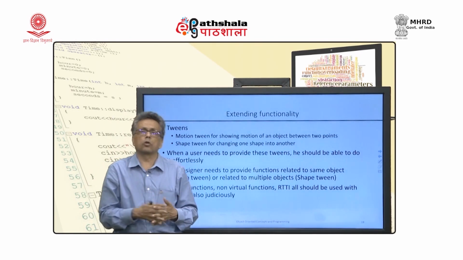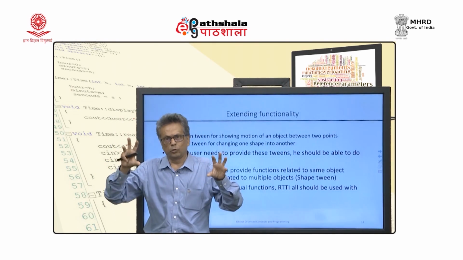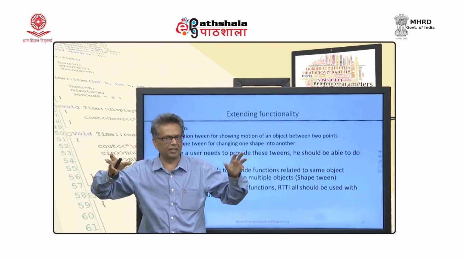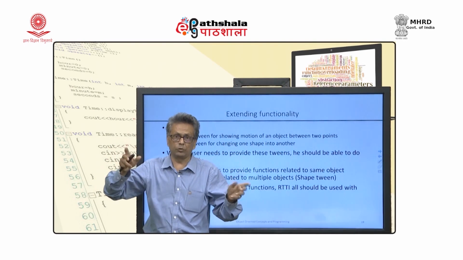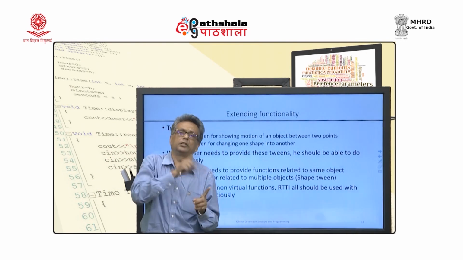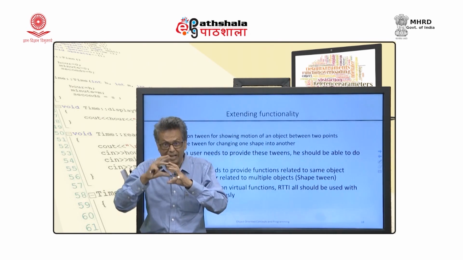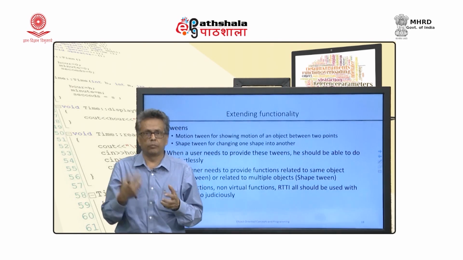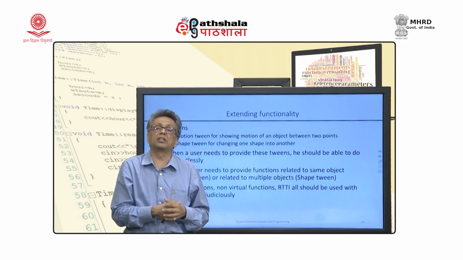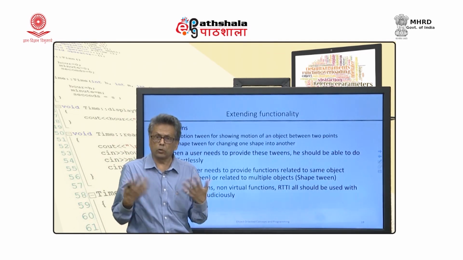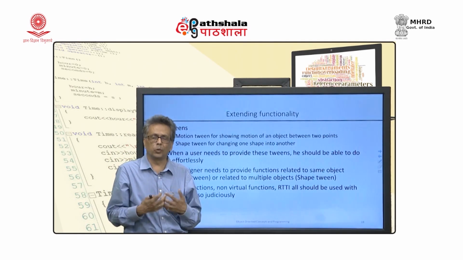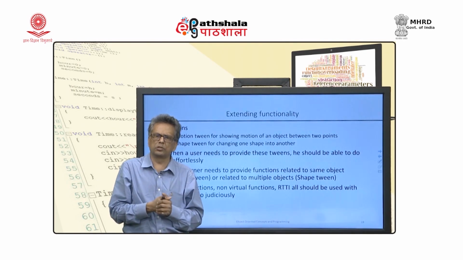And the other thing is called a shape twin. You provide a square here and here is a rectangle, and now you say that the square is converted into the rectangle. Now, that will be done gradually. So, intermediary images are generated. That process is known as shape twin. Now, both of these twins are used in practice.